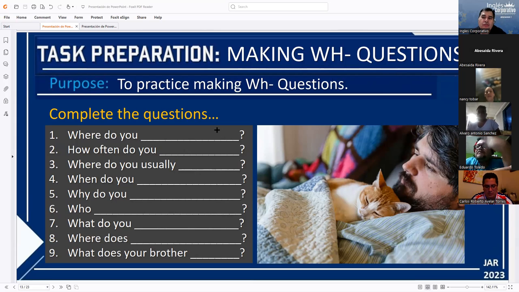So where do you study? Where do you work? Where do you live? How often do you go out? How often do you watch TV? How often do you take a shower? How often do you eat pupusas? How often do you order pizza? Where do you usually play soccer? Where do you usually go on weekends? Where do you usually sit down to read? Where do you usually go jogging?